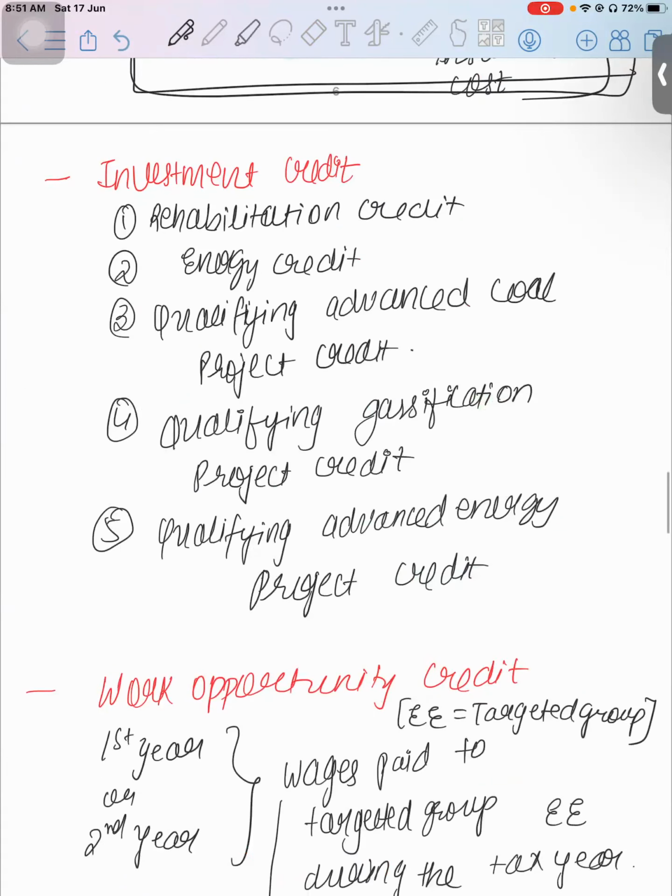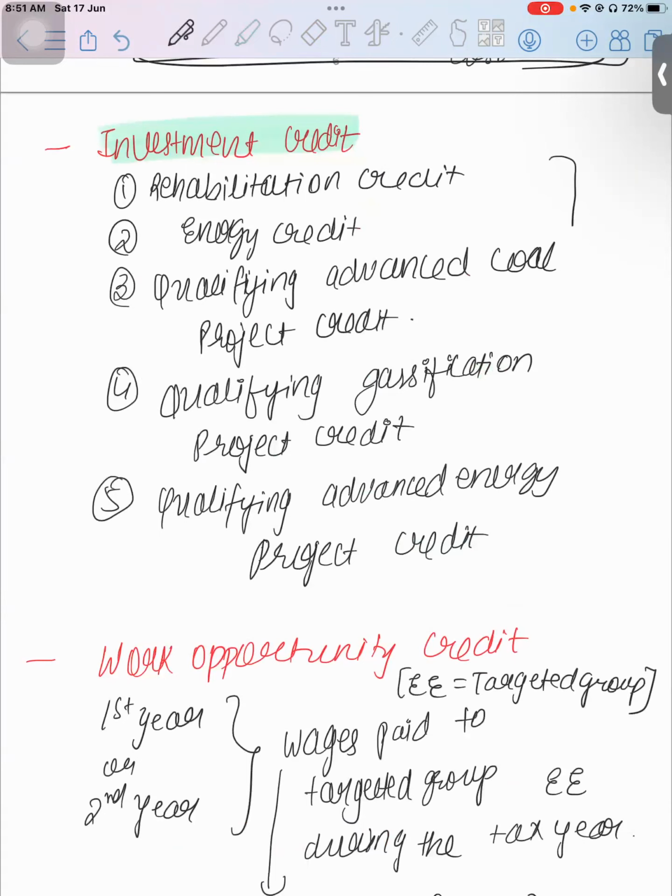Next is investment credit. From this, there can be one MCQ, where they'll provide you the list of examples of investment credits. Whenever you are investing in a particular project, you can get the credit of whatever investment you have made. But that project should be from these 5 categories only. If you are investing in any other XYZ business or project, you're not going to get any investment credit.